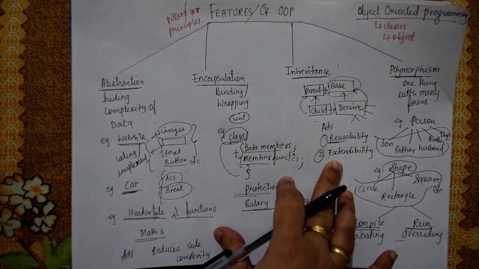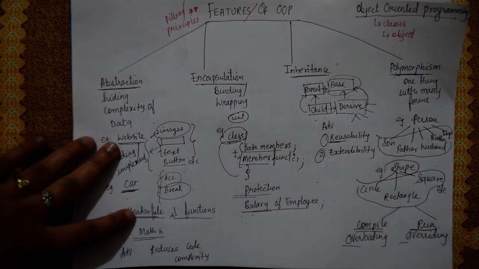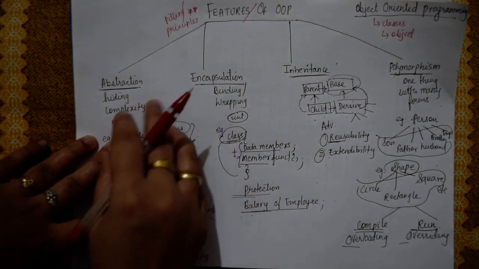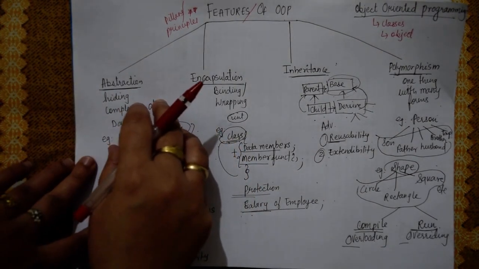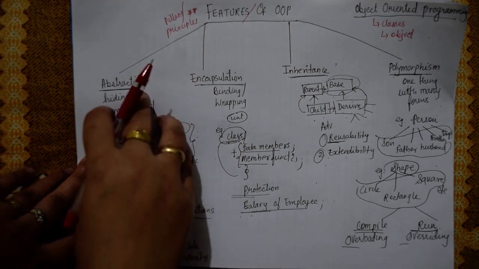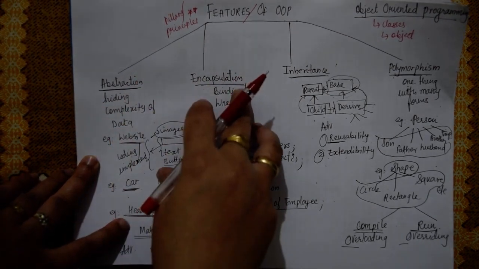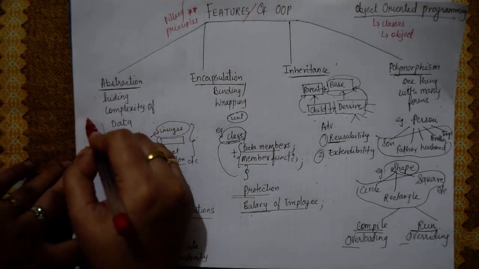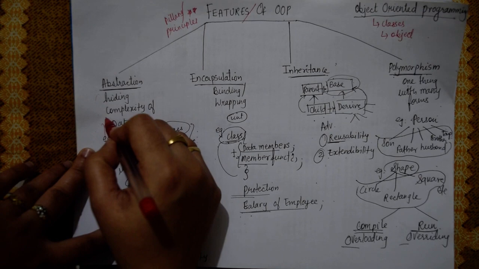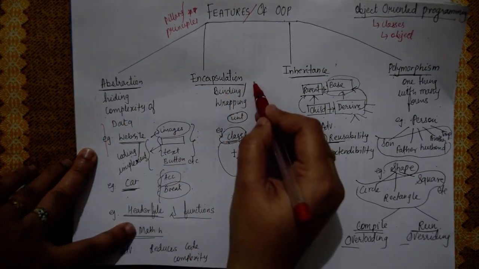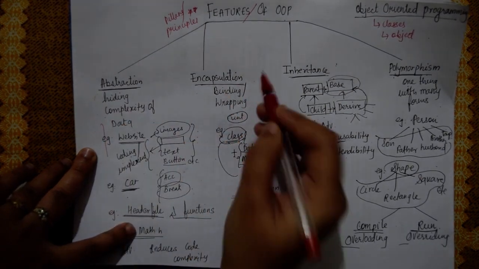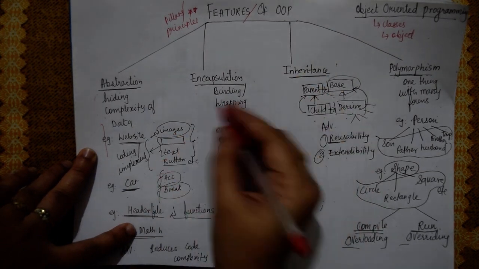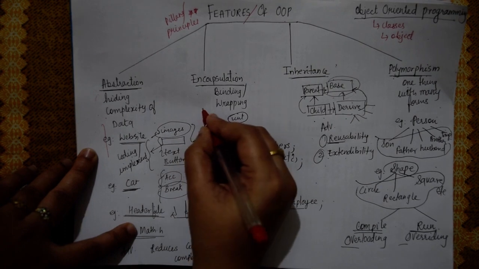Okay, we will revise it once. So abstraction is hiding the complexity of data. We are hiding the implementation part and we are presenting the features to the outside world. This is called abstraction. It reduces the code complexity. Then we have seen encapsulation. In encapsulation, what we are doing, we are binding or wrapping the data members and member functions into a single unit. That is encapsulation. Okay, it is used for the purpose of protection.